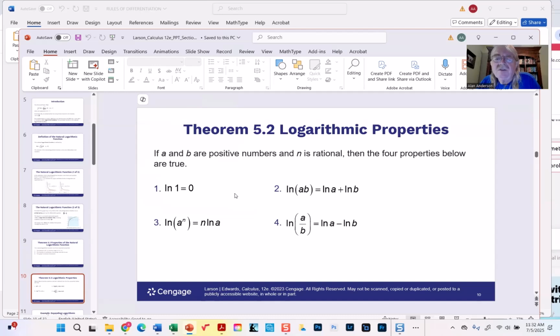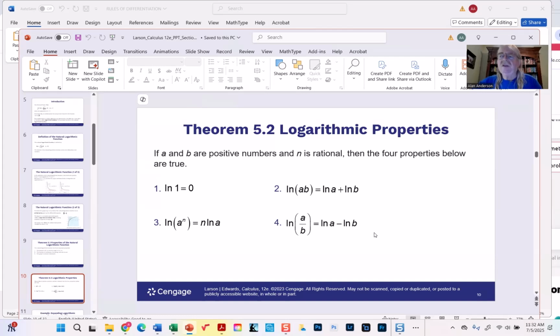Now, there are some key properties that we need to know, and you may have run into this before in another class. One, the natural log of one is zero, and that's actually true for any log, by the way. Two, the log of a product is the sum of the individual logs. And again, this is true for any logs. Three, the log of a to the n is n log a. And finally, four, the log of a over b is the difference between the two logs.